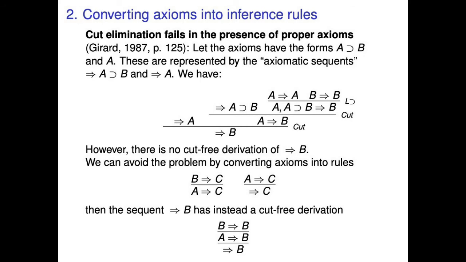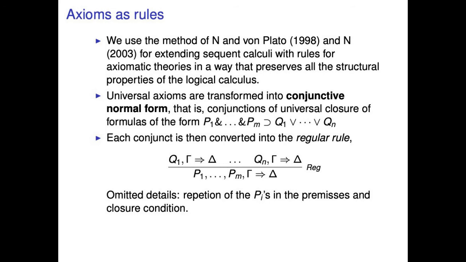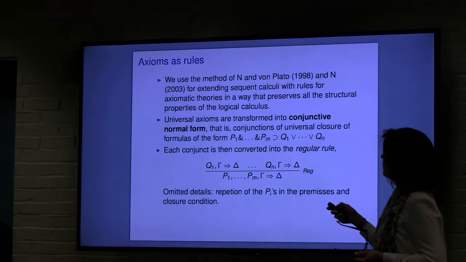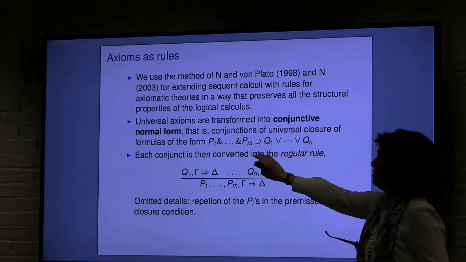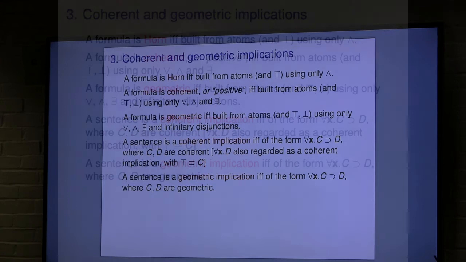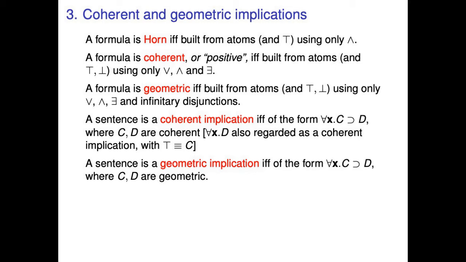This method can be extended to treat universal axioms translated to conjunctive normal form. These can be translated into a conjunction of universal closures of implications between a conjunction of atomic formulas and a disjunction of atomic formulas, and in turn this can be translated into a rule of this form. And this can be extended to a much wider class of axioms, the coherent and the geometric implications.